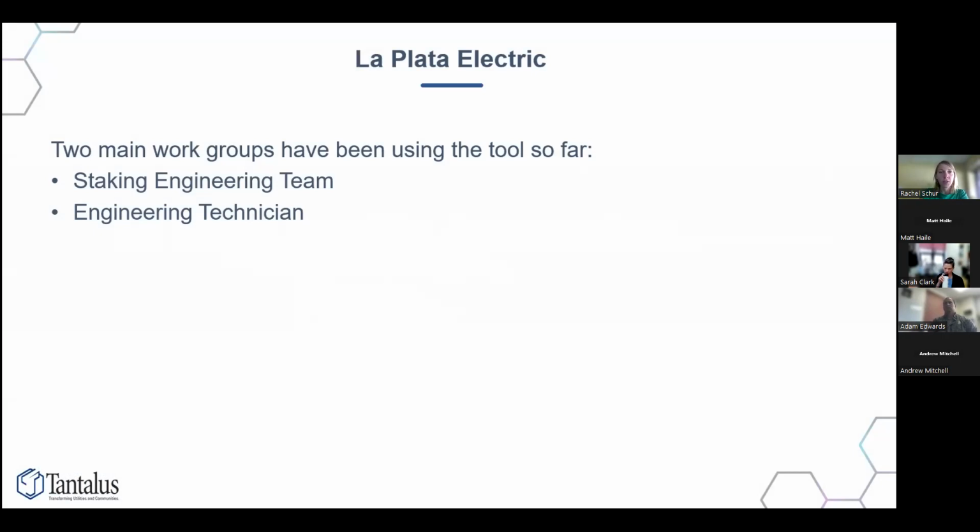And basically we've got 2 working groups that have been really utilizing this tool. Our staking engineering team, they do a lot of what Adam does, the portion of designing new services and existing services and seeing how you can add new services to existing transformers, things like that. And then our engineering technician who's looking into system maintenance. Those are really the 2 that have been utilizing it the most.